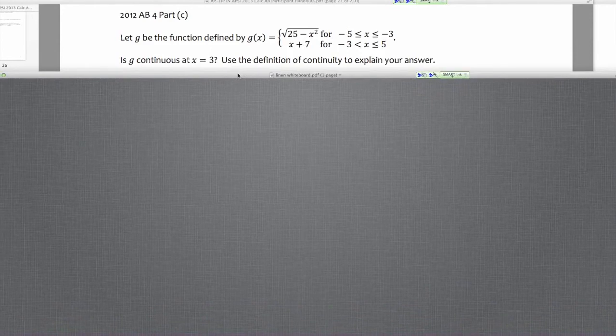Okay, now on the first day we talked about how the AP test was set up. So who can give me something about how the AP test is set up?